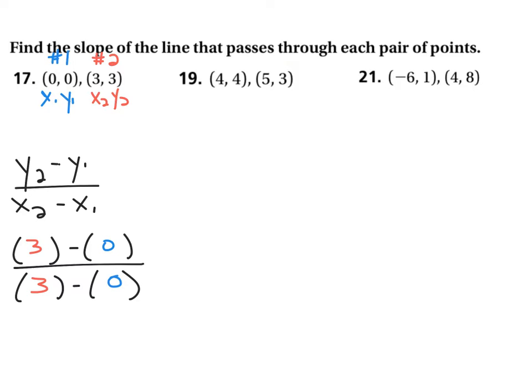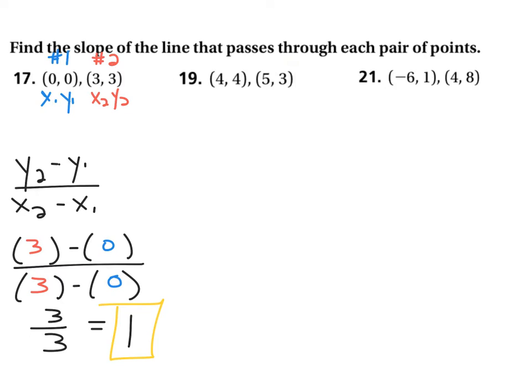So once those are filled in, what is 3 minus 0? It is 3. Over, what is 3 minus 0? 3. And what is 3 over 3 equal to? It equals 1. So this one has a slope of 1. And let's box it as our final answer. So that's the slope for the first one, number 17.